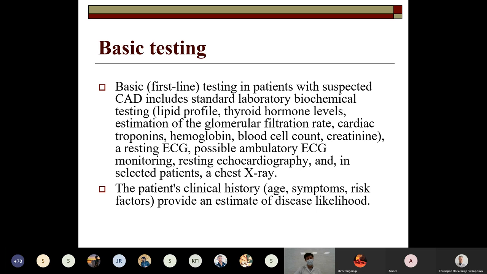So what about basic testing of patients with suspected CAD? According to the ESC clinical protocol, basic testing should include standard lab biochemical testing, including lipid profile, thyroid hormone levels, estimation of GFR, cardiac troponins and high-sensitivity cardiac troponins, hemoglobin, blood cell count, plasma creatinine level, as well as resting ECG recording. Some patients might require bilateral ECG monitoring and cardiography. In selected patients, chest X-ray is recommended optionally.